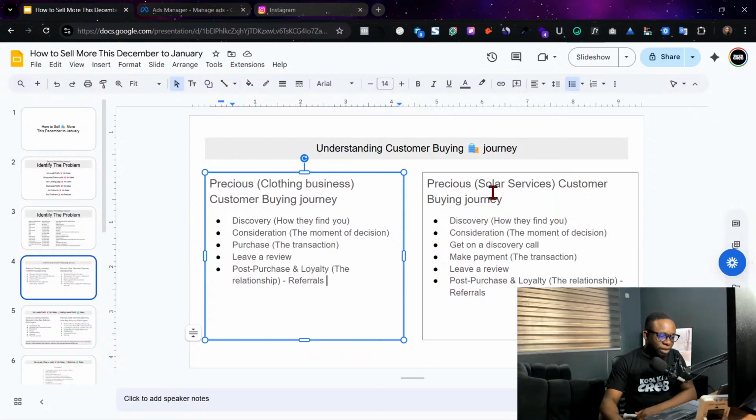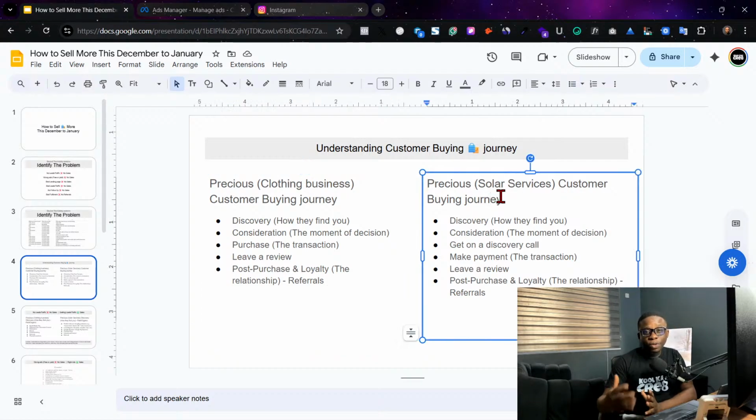So for persons that are into service based, they need lead generation, because these guys here need sales to sell the products. These ones need to get leads to sell a service. So now it's almost the same thing: discovery, consideration, getting discovered. Because once they get a client who is hovering around the business, you have to put them on a call. Because sometimes with some services you need to just explain to the client, even if the client understands what you want to do. Then, if the call is good, they make payments. Then you ask them to leave a review, and you also know what this other one means.